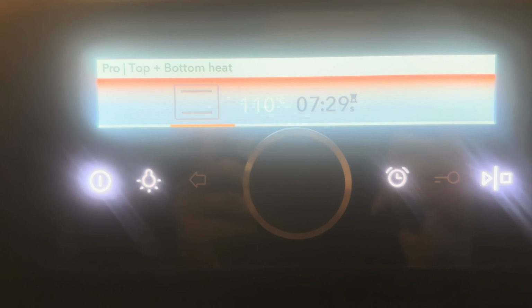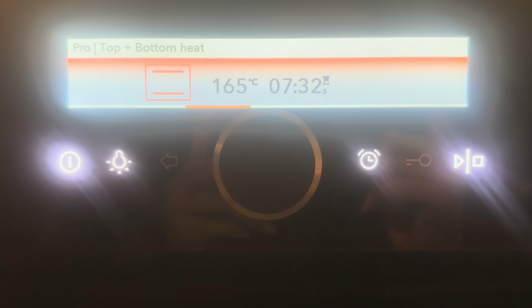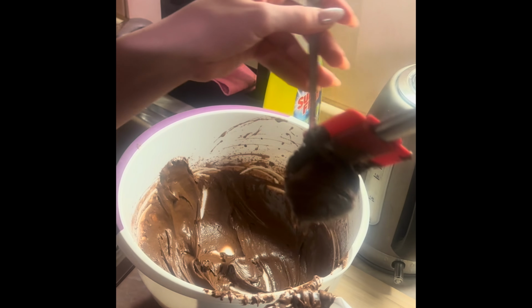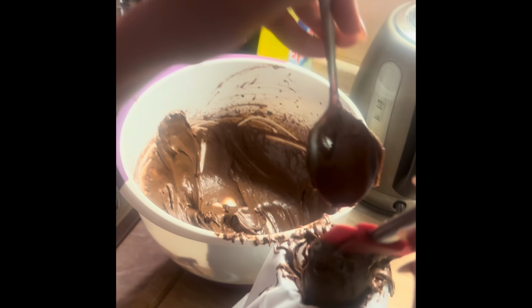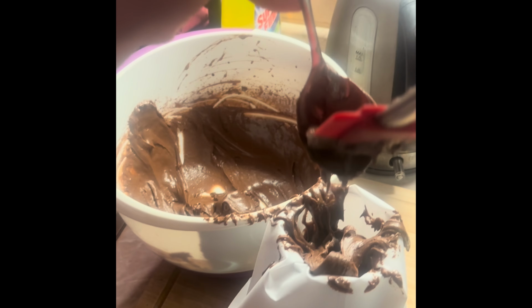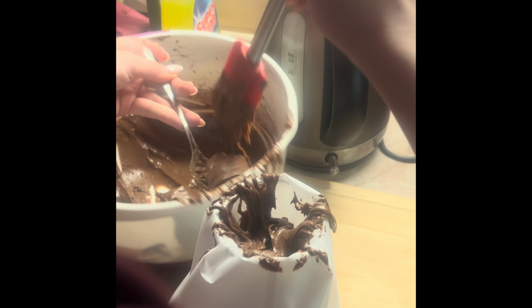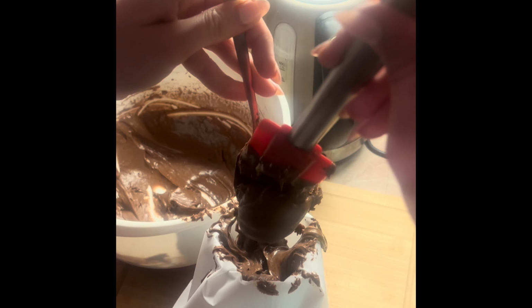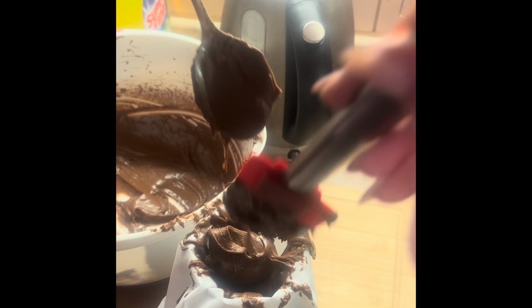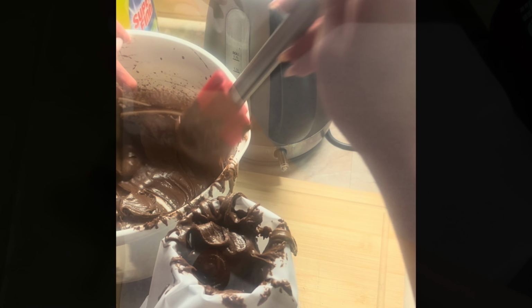Meanwhile, we will preheat our oven to 165 degrees. When filling the pastry bag with dough, my mom advised me to use a rubber spatula rather than a wooden spoon. From a physics point of view, the rubber spatula has lower adhesion, so the dough slides off easily and fills the bag with less force.